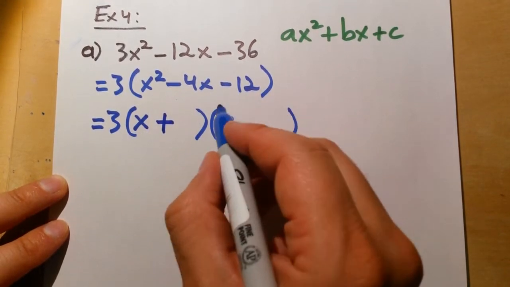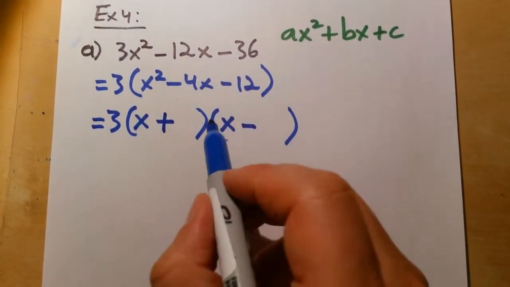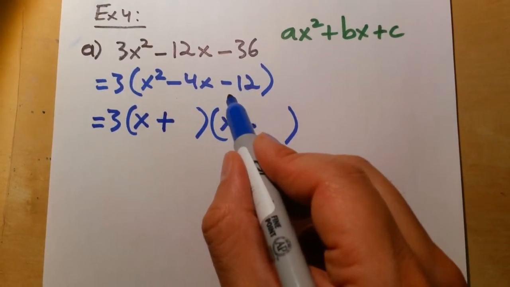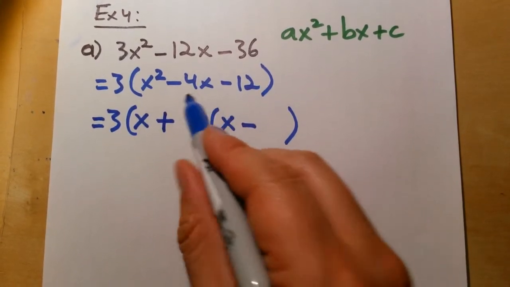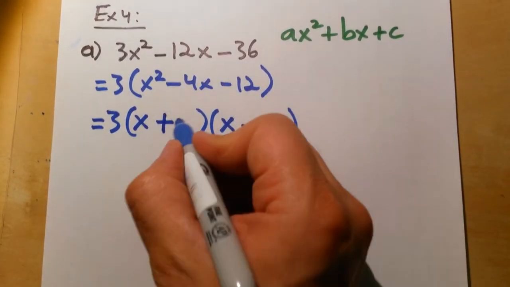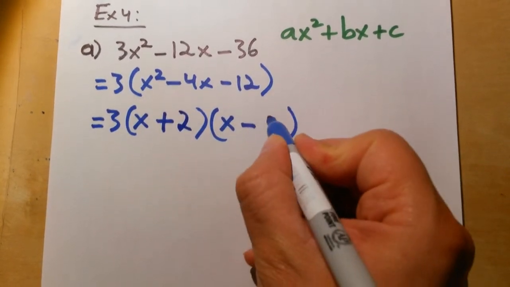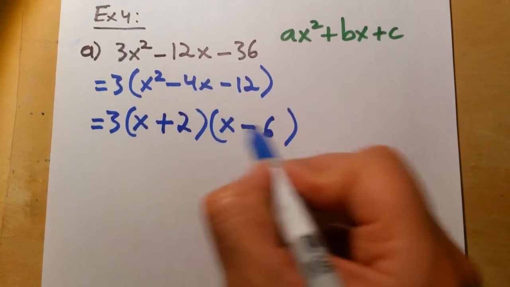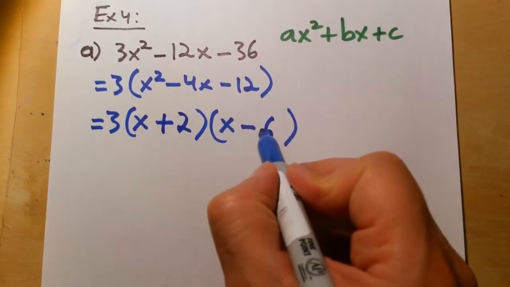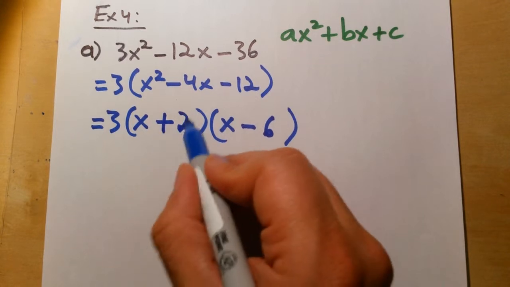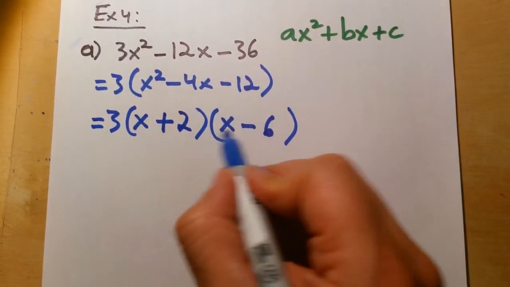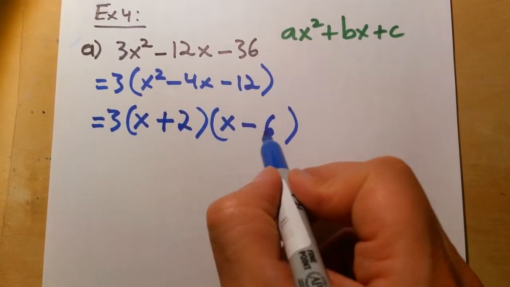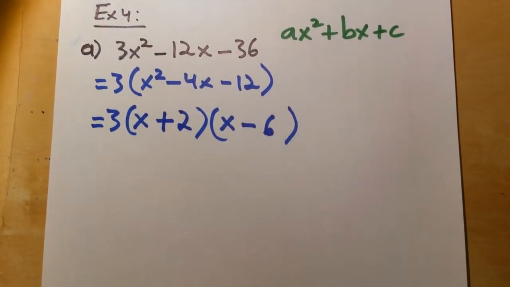Now, what are these two numbers that when you multiply them will give us 12? Well, we know that 6 times 2 gives us 12, and if we add or subtract them, we can get negative 4. So that means positive 2 times negative 6 will work. Positive times negative gives negative 12, and when we add positive 2 and negative 6, we get negative 4. So these are our two numbers. We've just factored this expression.